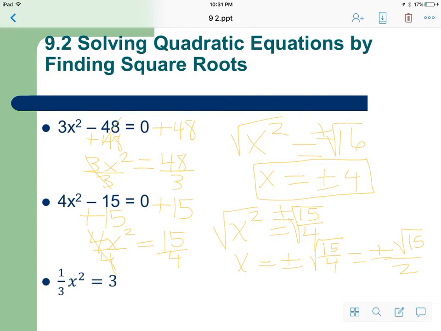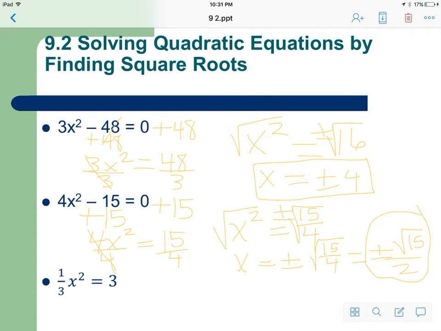Alright, on number 2, you should have added 15 to both sides. You got 4x squared is equal to 15. Divide both sides by 4, and you solve for x squared. It equals 15 over 4. When you take the square root of both sides, it would be correct to say x is equal to plus or minus the square root of 15 over 4. But remember, you can always split up the square root. So it can be the square root of 15, which stays on top, and then the square root of 4 does equal 2. So there is your solution.